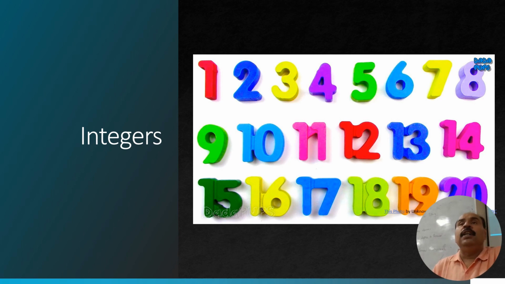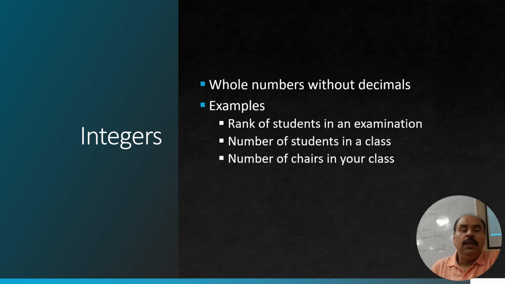Next one, what are integers? Integer data type in Python. All of you, please listen here. So integers are whole numbers without fractions. There might be so many situations coming up where you don't need to have fractions. For example, number of students in a class, you can't have a decimal number there, am I right? You will have it only in whole numbers. Rank of students in an examination, number of chairs in your class, you can't have half a chair, right? So all these things which are in full are integers, whole numbers in integers, okay?